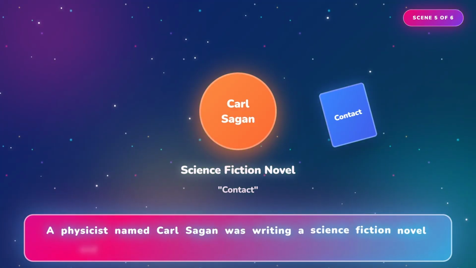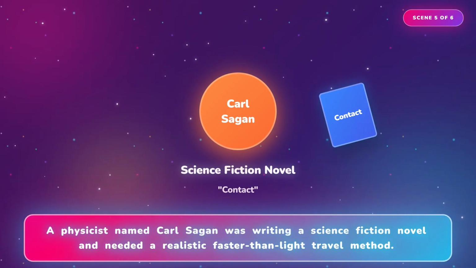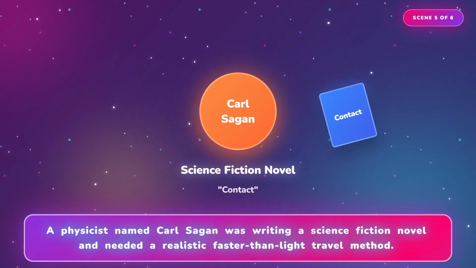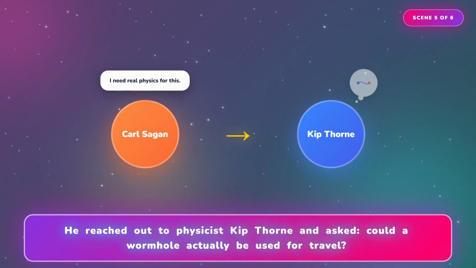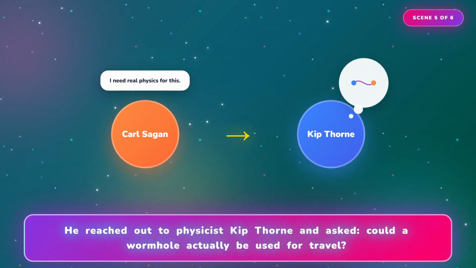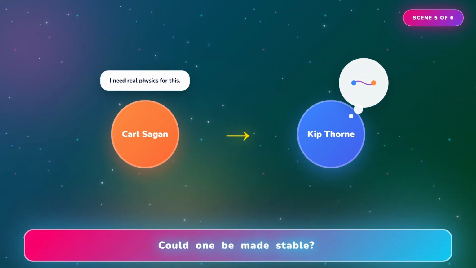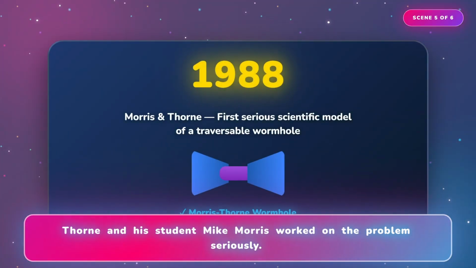A physicist named Carl Sagan was writing a science fiction novel and needed a realistic faster-than-light travel method. He reached out to physicist Kip Thorne and asked, could a wormhole actually be used for travel? Could one be made stable? Thorne and his student Mike Morris worked on the problem seriously.